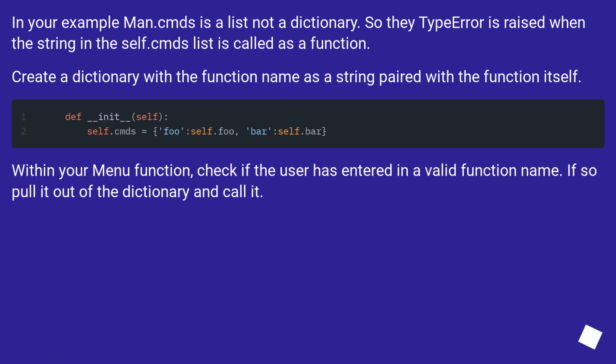In your example, man.cmds is a list, not a dictionary. So the type error is raised when the string in the self.cmds list is called as a function. Create a dictionary with the function name as a string paired with the function itself. Within your menu function, check if the user has entered a valid function name. If so, pull it out of the dictionary and call it.